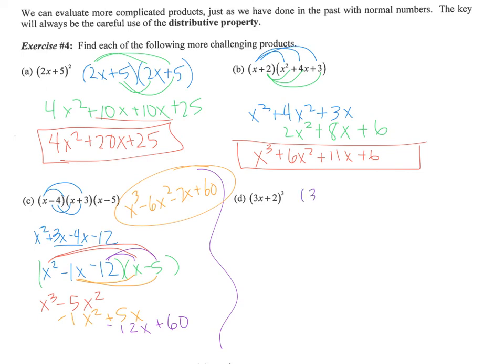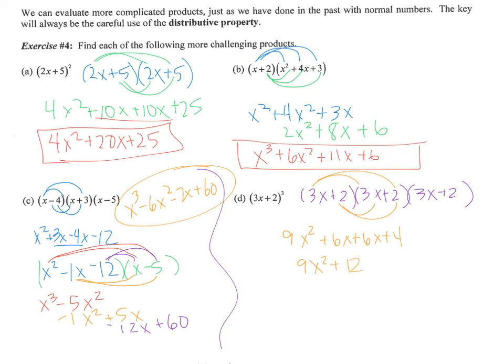Letter D, you're going to do the same thing. You're going to put it in 3 places. Multiply the first one, and you get 9x squared plus 6x plus 6x plus 4, which becomes 9x squared plus 12x plus 4.